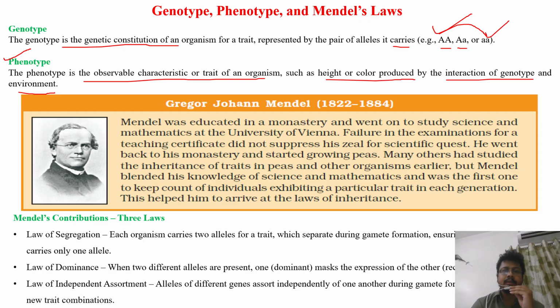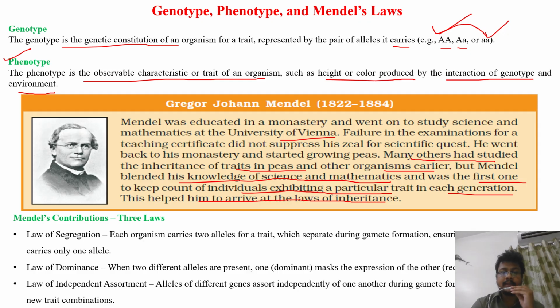So now let's discuss the scientist Gregor Mendel. Mendel was educated in a monastery and went on to study science and mathematics at the University of Vienna. Apart from him, many others had studied the inheritance of traits in bees and other organisms earlier, but Mendel blended his knowledge of science and mathematics, and was the first one to keep count of individuals exhibiting particular traits in each generation. This helped him to arrive at the laws of inheritance.